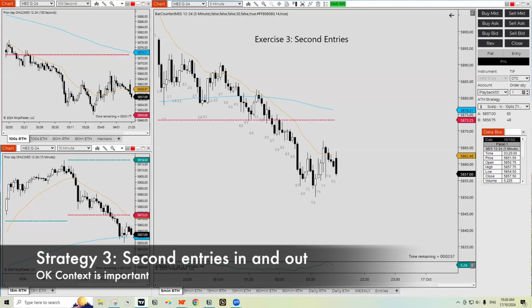The additional piece of context we're going to use is if the market's going to be long and it has one reversal, but then the bullish reversal resumption is stronger, then I'm going to stop looking for shorts. I'm going to look at a second entry to get back in. Okay, so this is strategy 3, using second entries to get in, second entries to get out. Let's take a look.